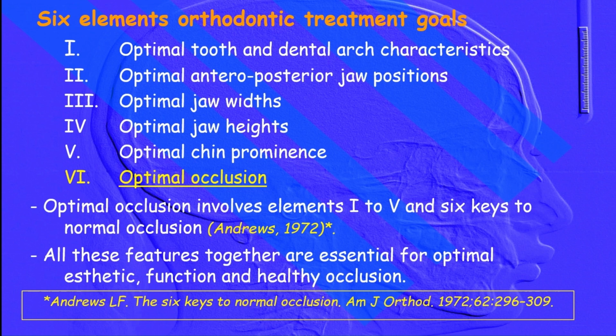The optimal occlusion involves elements 1 to 5 and the 6 keys to normal occlusion. Thus, for optimal occlusion, elements 1 to 5 must be optimal. All these features together are essential for optimal aesthetics, function, and healthy occlusion.